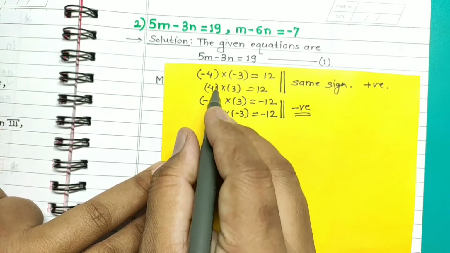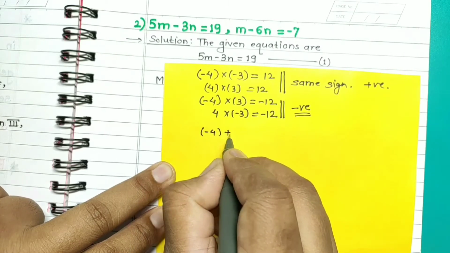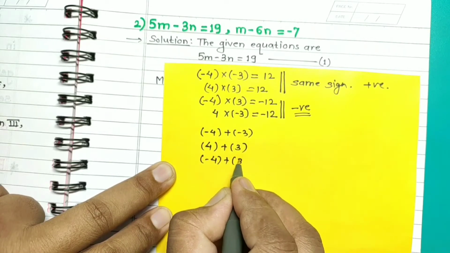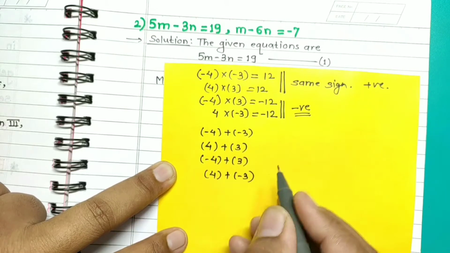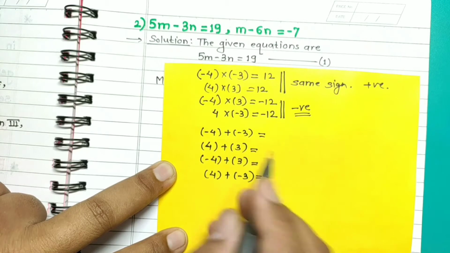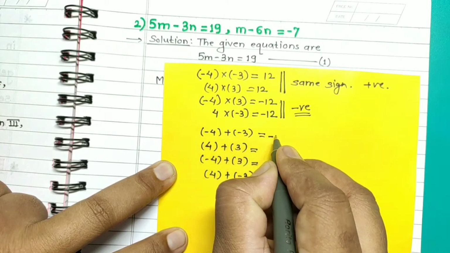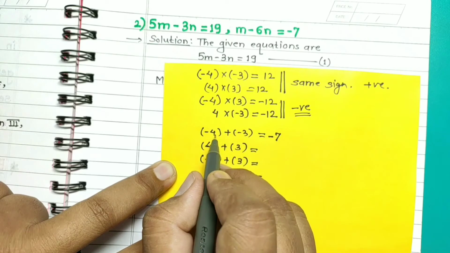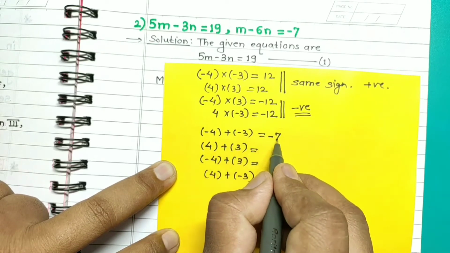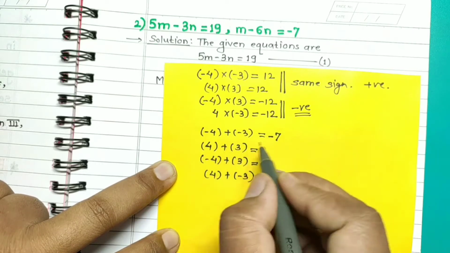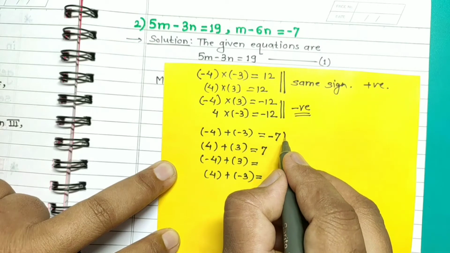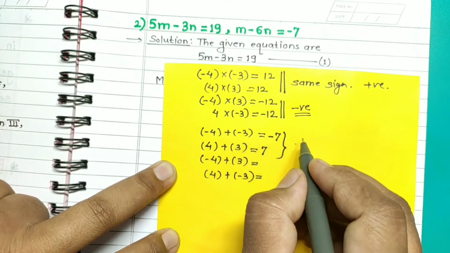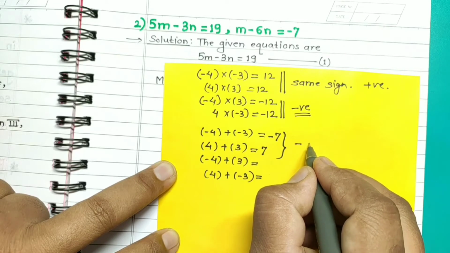In case of addition, consider the same numbers. If we add minus 4 minus 3, 4 plus 3, minus 4 plus 3, and 4 plus minus 3, let's see what the results are. Minus 4 minus 3 is minus 7. That means when we add two numbers with the same sign, we add them and give that same sign. Here 4 has a plus sign and 3 has a plus sign, so the addition is 7. While adding two numbers with the same sign, we add them and put the same sign there, either minus or plus.